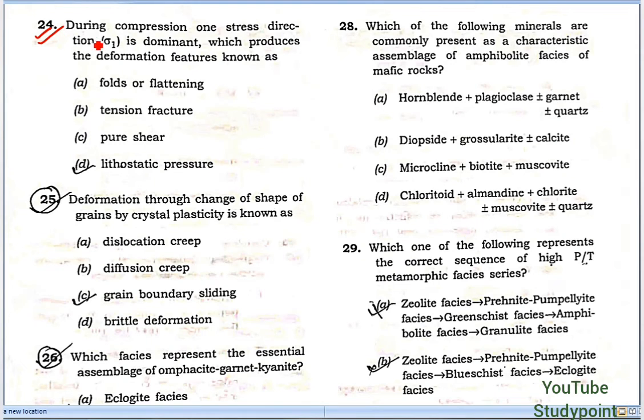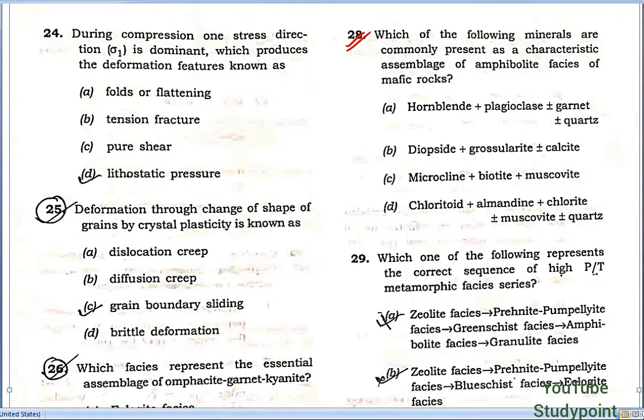Question number 24. During compression, one stress direction is dominant, which produce the deformation features known as option A, fold or flattening. Next, deformation through change of shape of grain by crystal plasticity is known as, here is the definition of dislocation creep. Right answer is option A, dislocation creep. Next, question number 28.